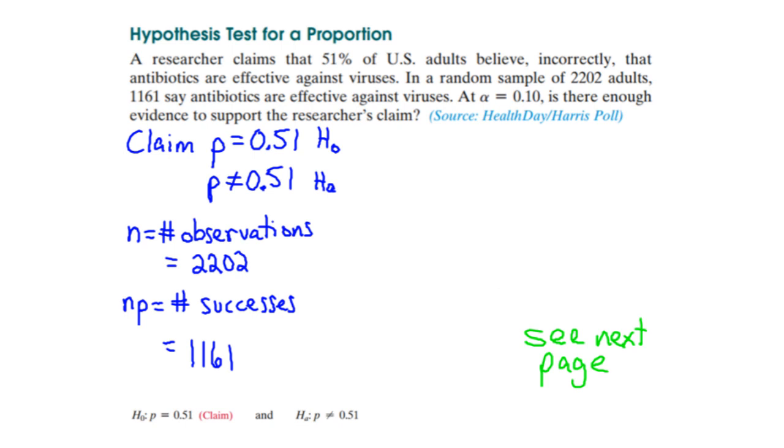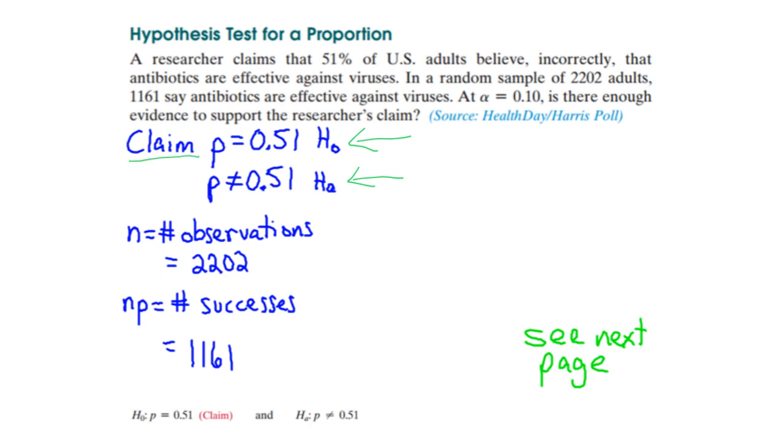Okay, let's try one more. A researcher claims that 51% of US adults believe incorrectly that antibiotics are effective against viruses. So the claim is that 51% believe that antibiotics are effective against viruses. And so that means that p equals 0.51 is going to be our null hypothesis because it has an equal sign. Our alternative will be not equal to the 0.51, and our claim is the null.